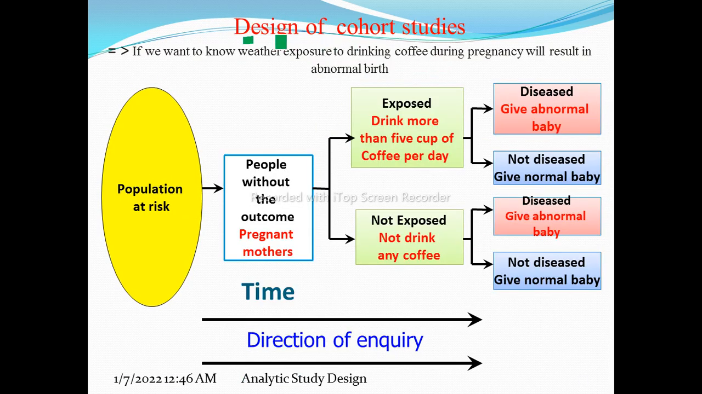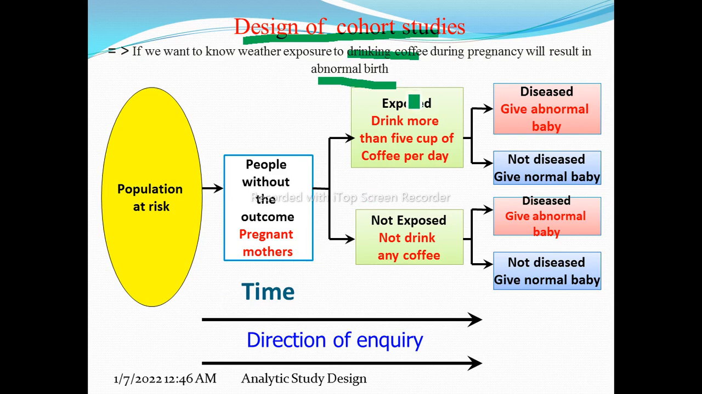So, design of cohort studies. If you want to know whether exposure to drinking coffee during pregnancy will result in abnormal birth, for instance, then drinking coffee is the exposure and the outcome is abnormal birth. There is a population at risk here, pregnant mothers without the outcome. Population at risk means there is no outcome yet, and the outcome may be abnormal birth.